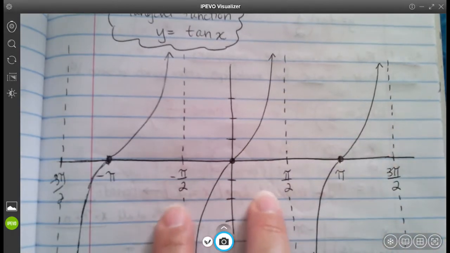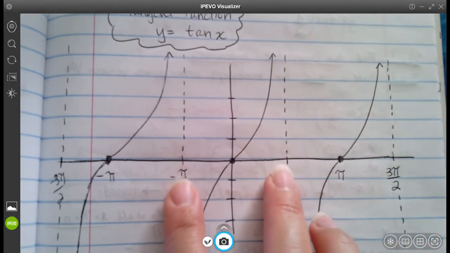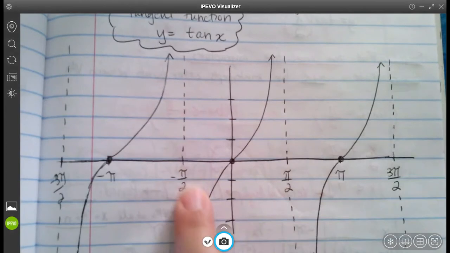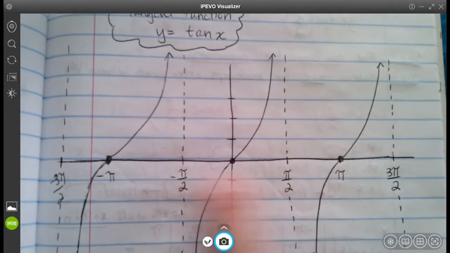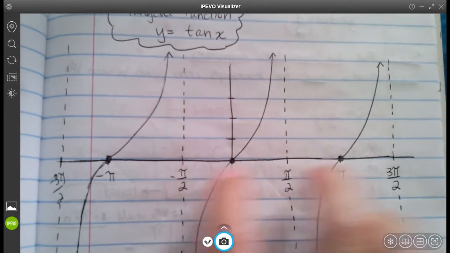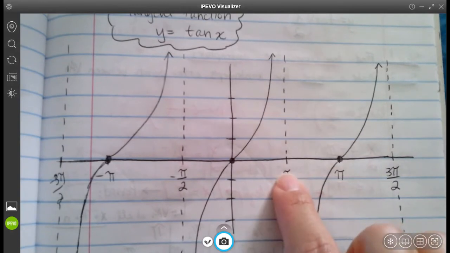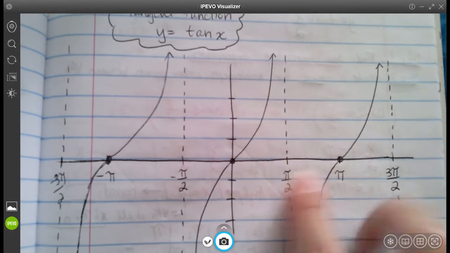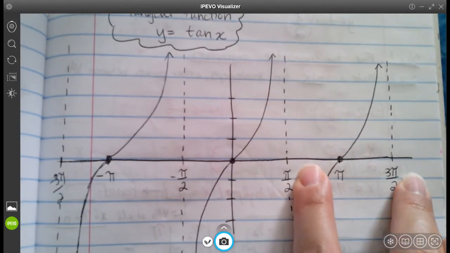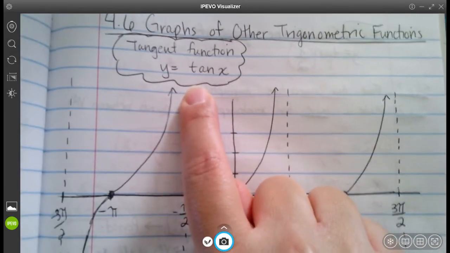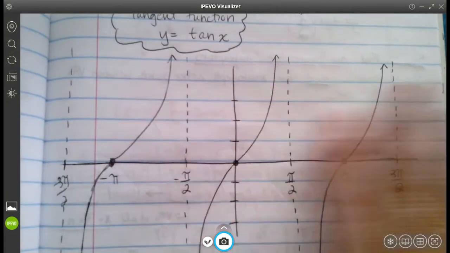So we have an interval of pi between each asymptote. If you think about it, pi halves is equal to 1 pi, so every pi after pi halves is going to be a vertical asymptote for our parent function of tangent x. And in between, we have this weird looking curve repeating forever.